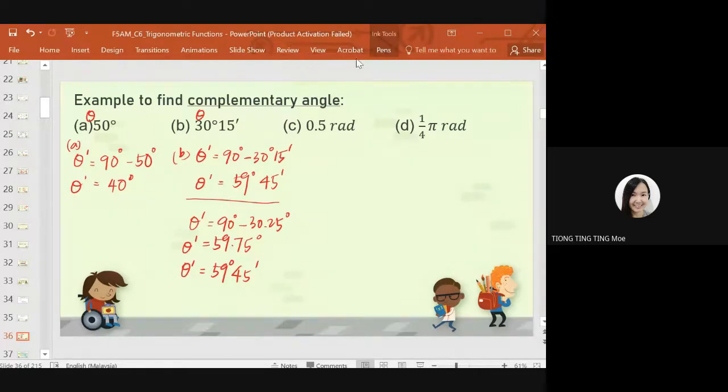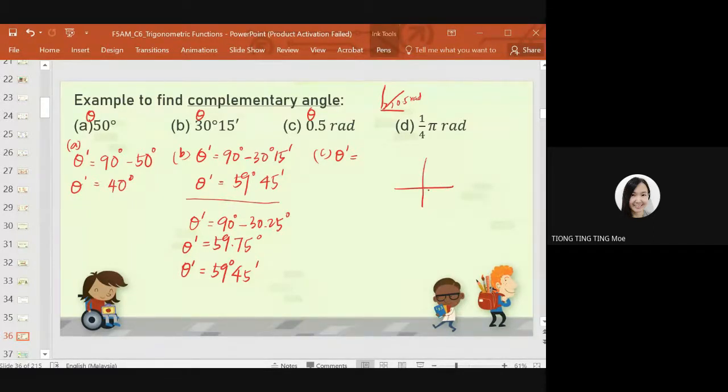So how about in radians? How are we going to do the question in radians? Given the angle is 0.5 radian, then what is the complementary angle? No need to change to degrees because the question wants you to remain in radians. Okay, satu side ialah 0.5 radian. What is the other side? For 90 degrees, how many radians?